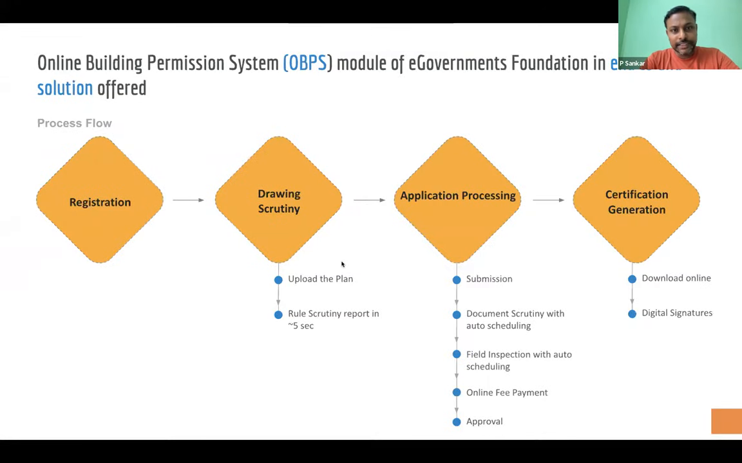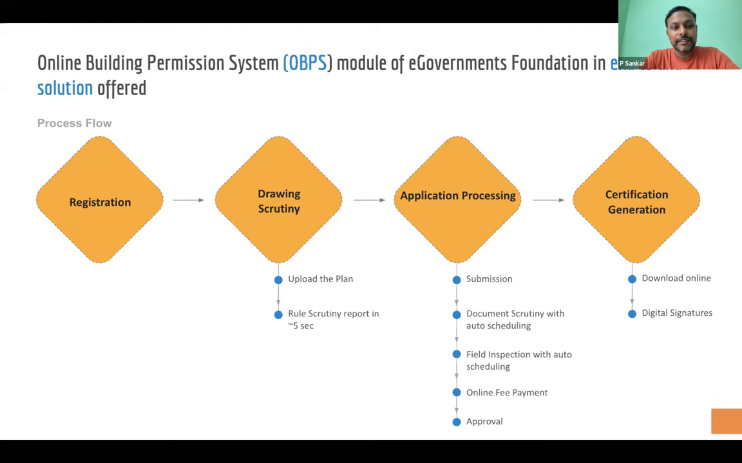The online building permission system is the application developed by Digit. And we have two major parts in this. One is an EDCR scrutiny, development control rule scrutiny online. And the other part is the online building permission application form, where a user can submit the application form along with the diagram, so that application processing can be done in the urban local body or the DTCP department.